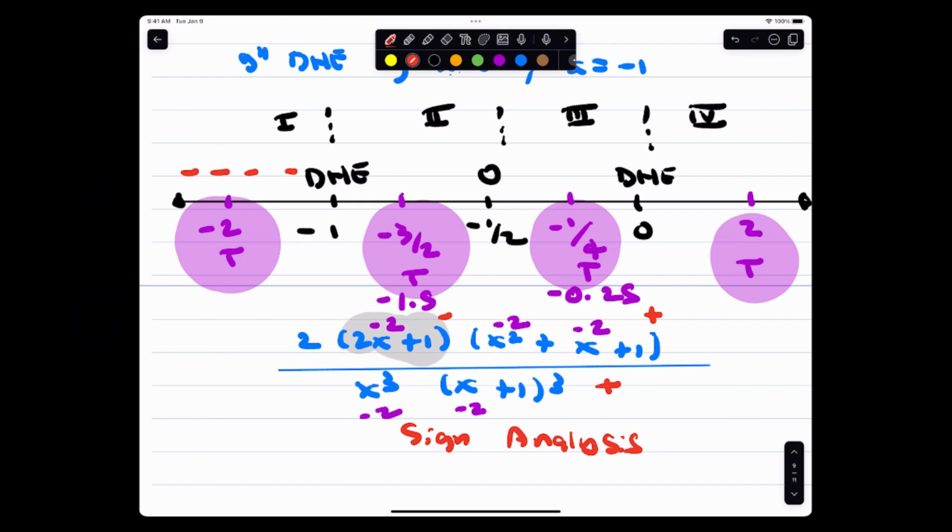All right. Now I'm going to do region 4, which means the test point was positive 2. And I don't care about the answers, just the sign. So it looks like the denominator is positive, and the numerator is positive, right? So it looks like that's going to be a positive what? Region 4.